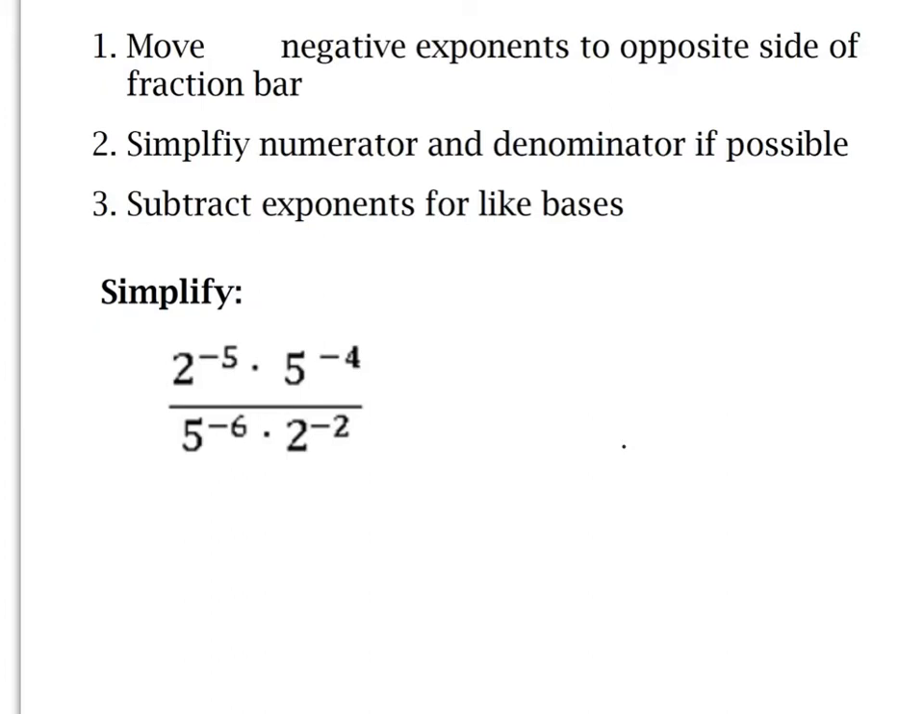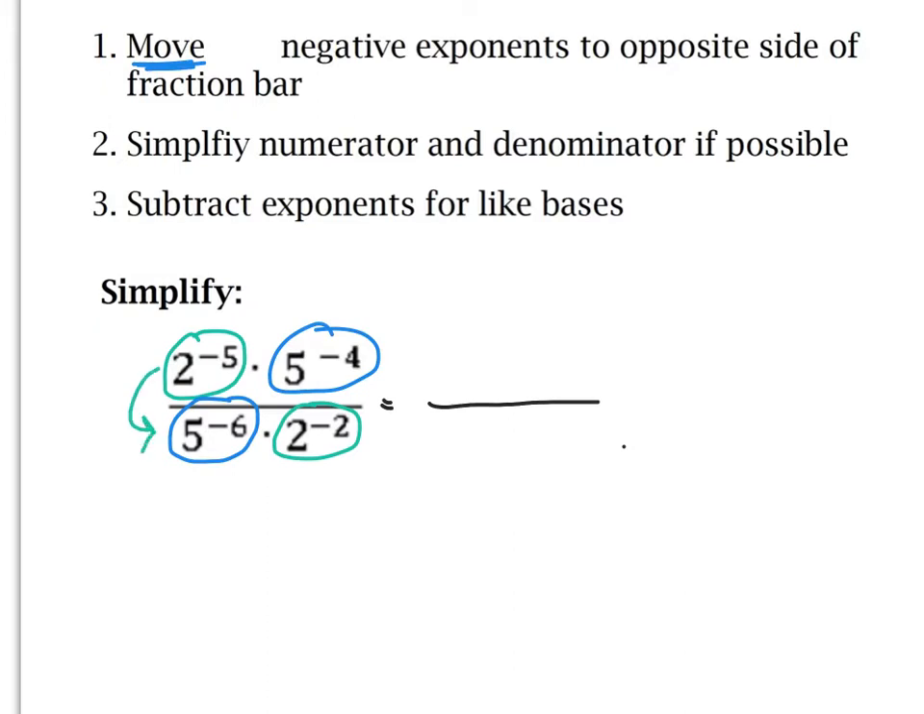I also see that I have two different bases. I have a base of 2 right here, both in the numerator and the denominator, and I have a base of 5. So step number 1 is to move any negative exponents to the opposite of the fraction bar, which we just learned. So I need to move these. So my 2 to the negative 5th is going to come down and become 2 to the positive 5th.